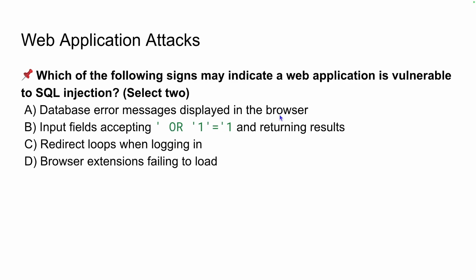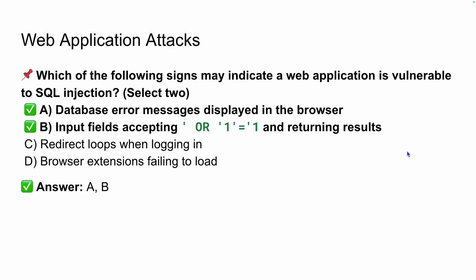Database error messages displayed in the browser, that could be 1, right? The error messages could actually give us a lot of hints on what we can and cannot submit to that database. Redirecting loops when logging in, that was not it. Browser extensions failing to load, that's also not it. So if we're selecting 2, this one I was kind of sure about, this one I'm definitely sure about. So it would just be these two, because these two are not the answer. I'm just eliminating these two, and as a result, I would say that it's A and B. So yeah, there you go.